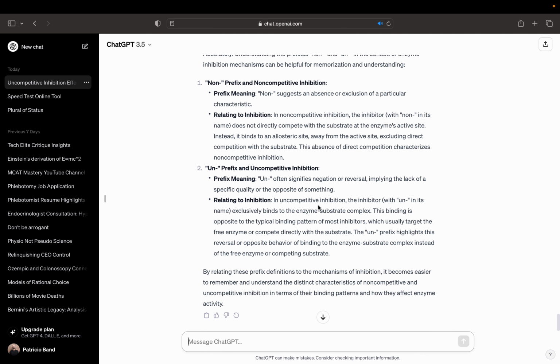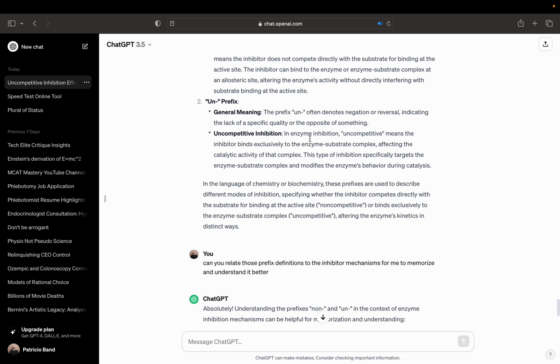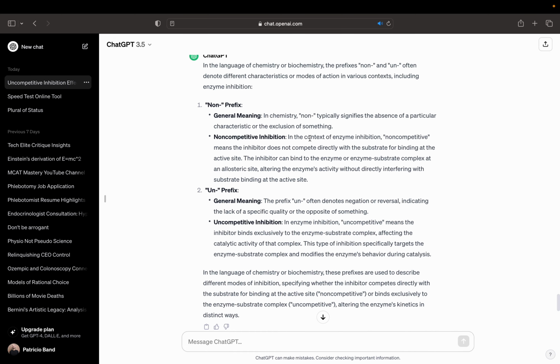So okay, for un we can say that because it is not binding to the free enzyme, it is unusual, right? But for the non, it means absence, so exclusion, and it's not directly competing with the active site. Instead, it binds to an allosteric site away from the active site, excluding direct competition with the substrate. This absence of direct competition characterizes non-competitive inhibition. I mean, good enough, right?